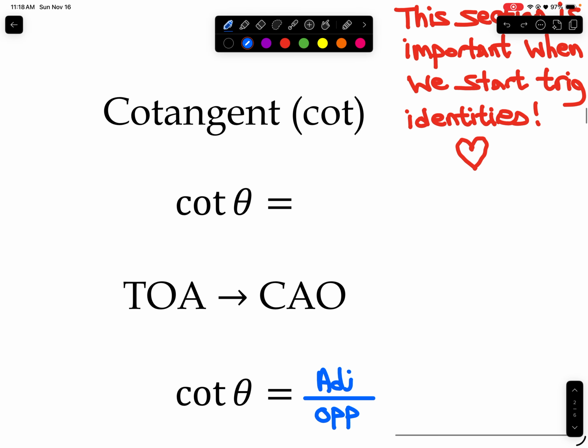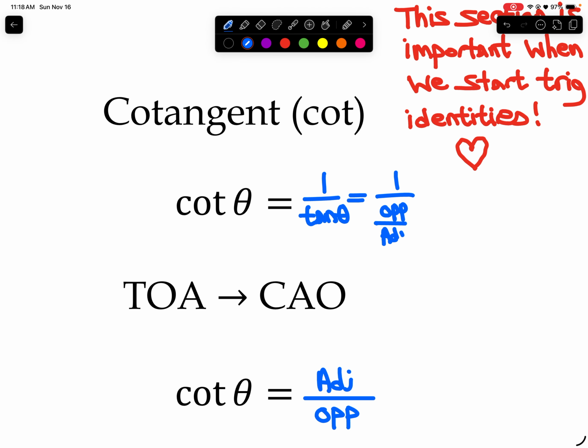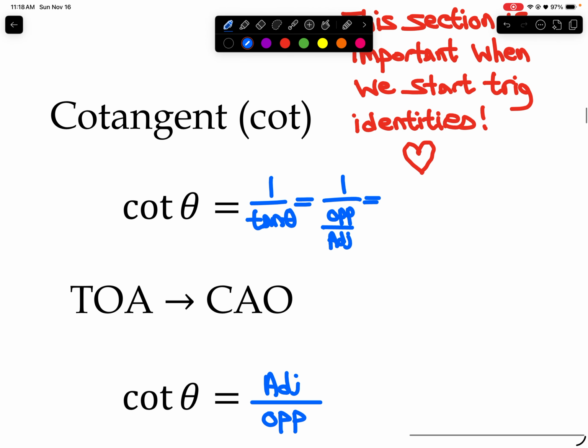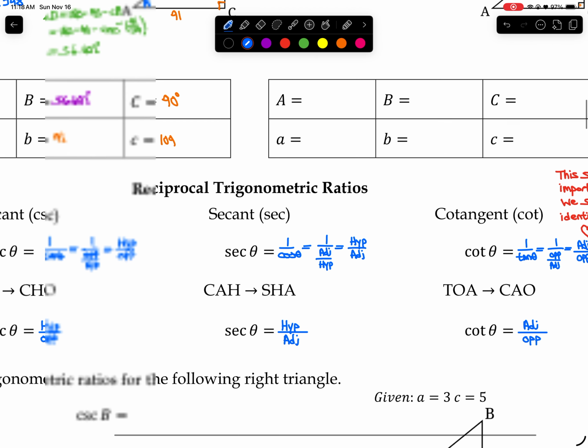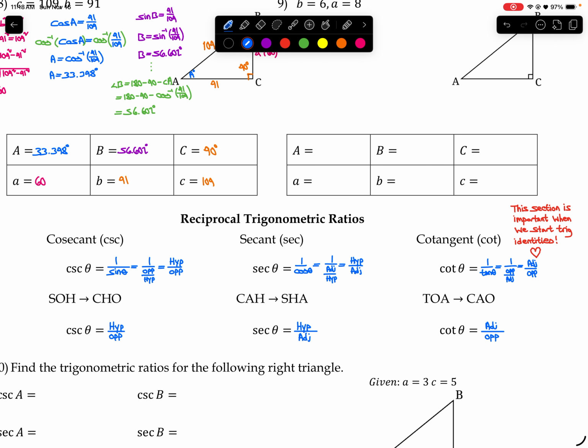And then same idea for cotangent. It's going to be 1 over tangent theta, where tangent theta is going to be your opposite over your adjacent. So when you multiply by the reciprocal, you're going to get the adjacent over the opposite. So that's where your reciprocal trig ratios are going to come from.